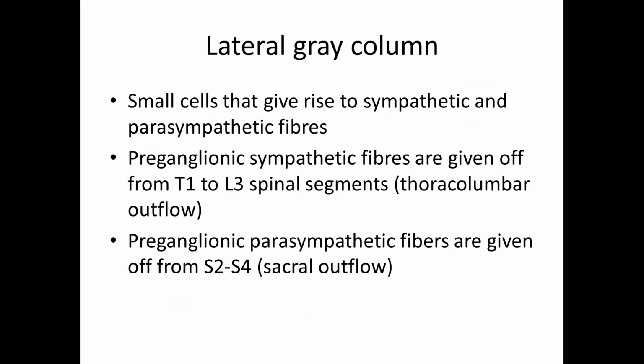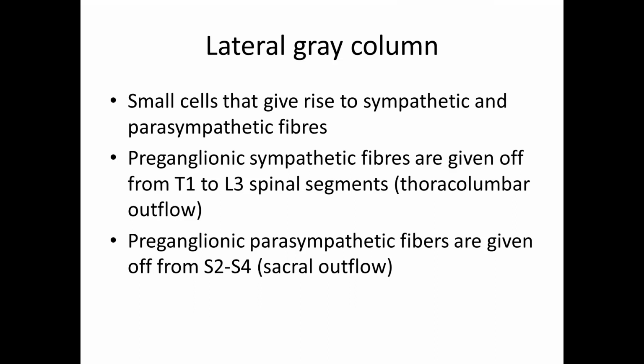Right. So when you look at the lateral gray columns, they have small cells that give rise to sympathetic and parasympathetic fibers. So preganglionic sympathetic fibers are given off from T1 to L3 spinal segments, which we call the thoracolumbar outflow, right? And preganglionic parasympathetic fibers are given off from S2 to S4, which we call the sacral outflow.